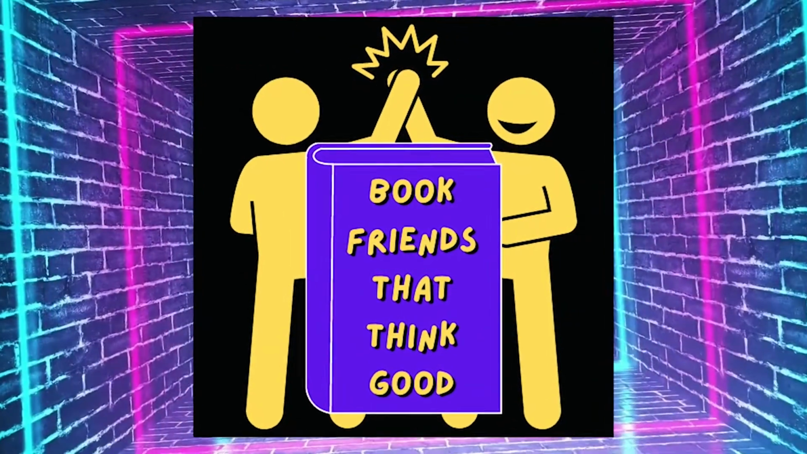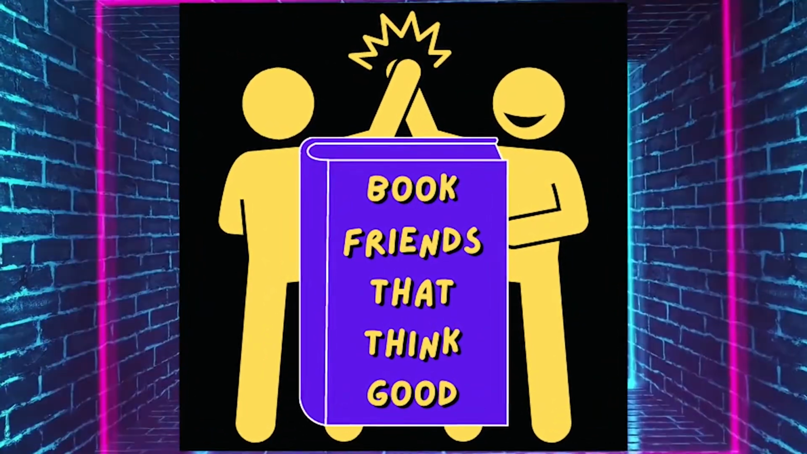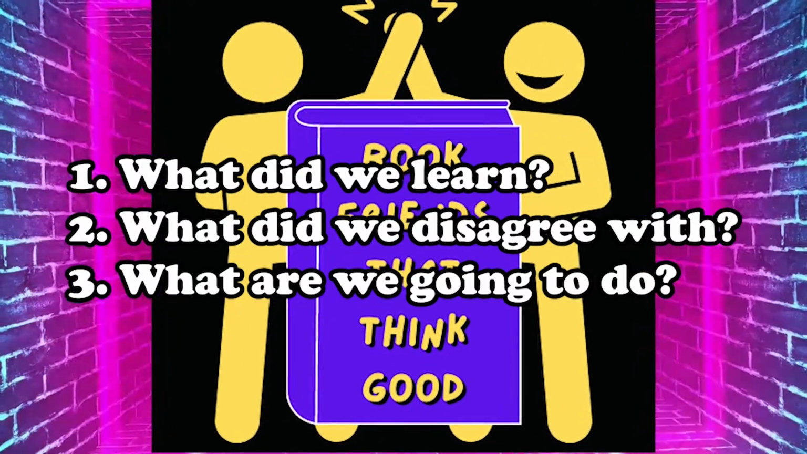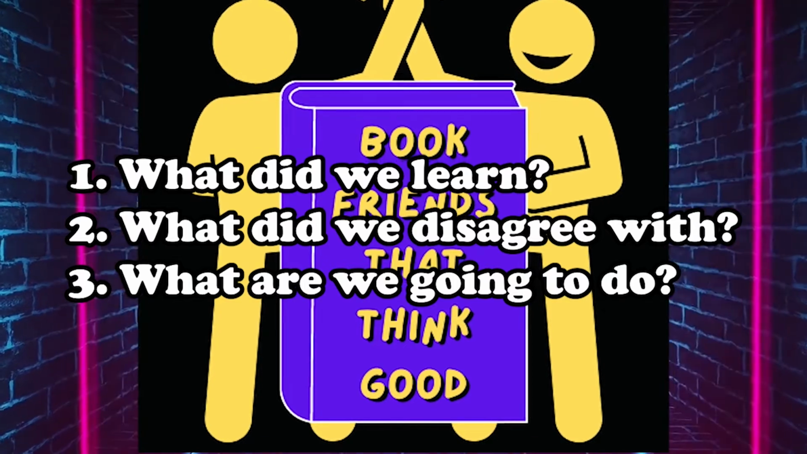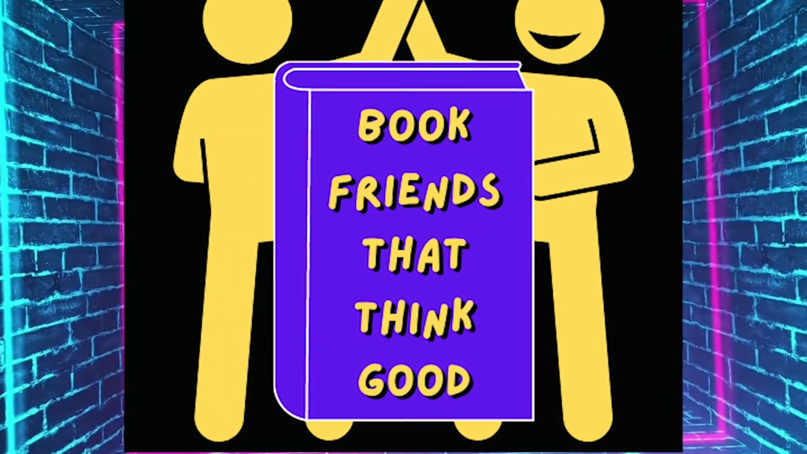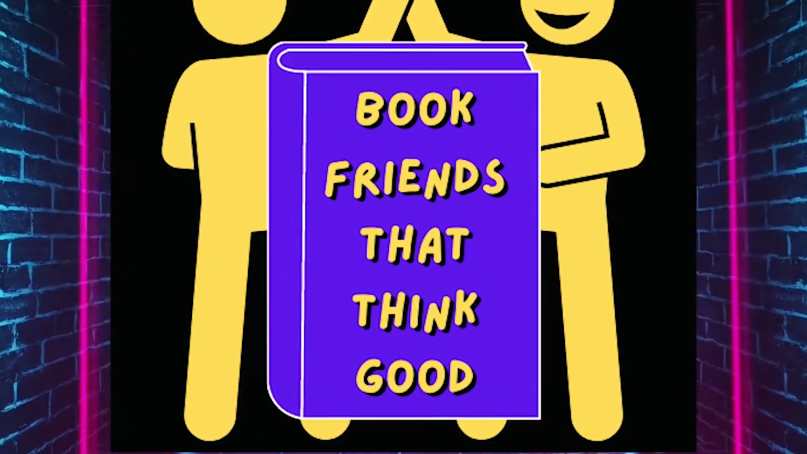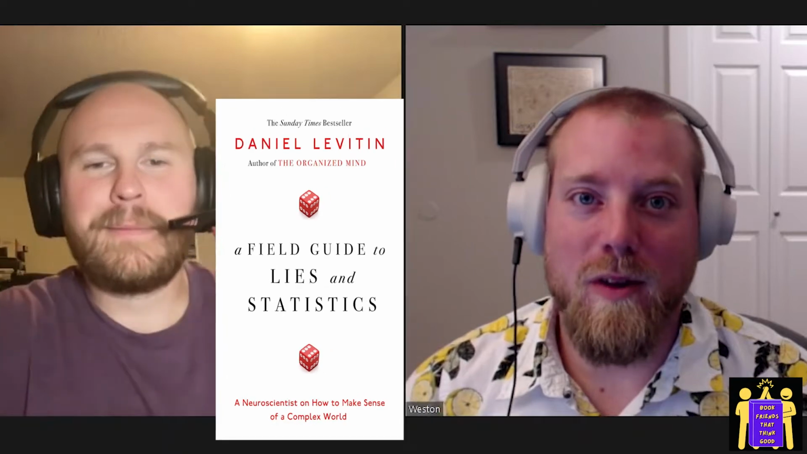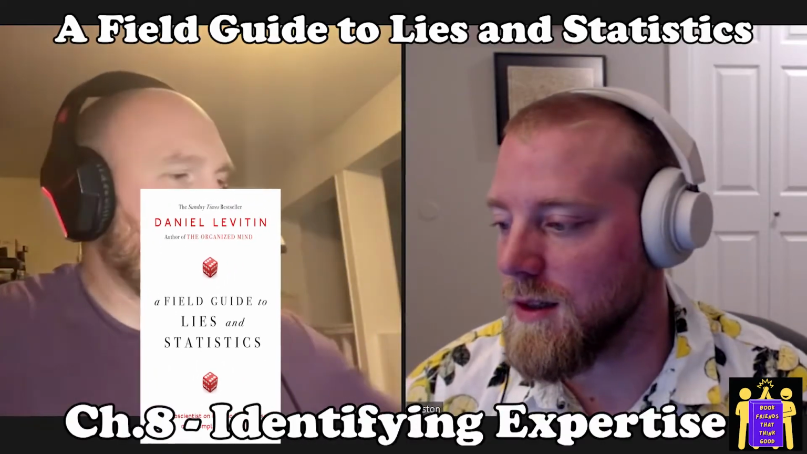We are going to attempt to grapple and answer 3 questions. Number 1, what did we learn? Number 2, what did we disagree with? And number 3, what are we going to do about it? I am ready to roll. I'm in it. Weston, my book friend, tell me, what book is it that we're thinking good about today? Today, we are talking about Chapter 8 in Field Guide to Lies and Statistics, Identifying Expertise.